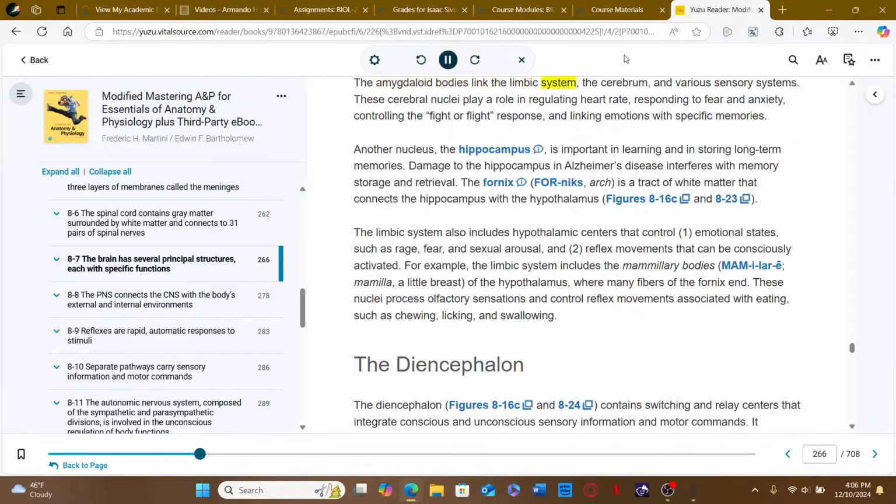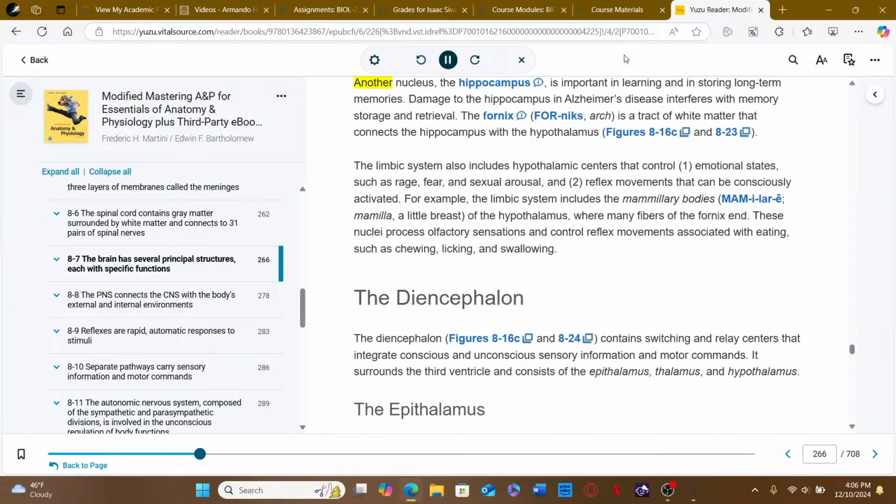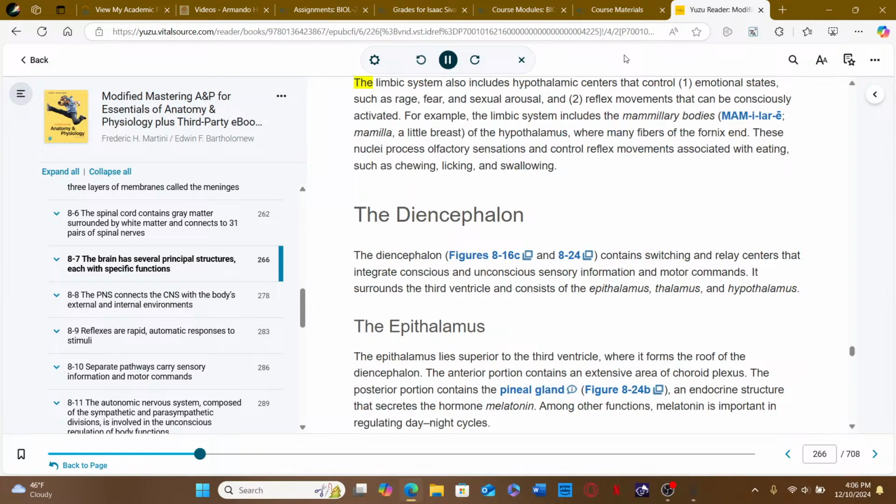The amygdaloid bodies link the limbic system, the cerebrum, and various sensory systems. These cerebral nuclei play a role in regulating heart rate, responding to fear and anxiety, controlling the fight or flight response, and linking emotions with specific memories. Another nucleus, the hippocampus, is important in learning and in storing long-term memories. Damage to the hippocampus in Alzheimer's disease interferes with memory storage and retrieval. The fornix (arch) is a tract of white matter that connects the hippocampus with the hypothalamus, Figures 8-16c and 8-23.